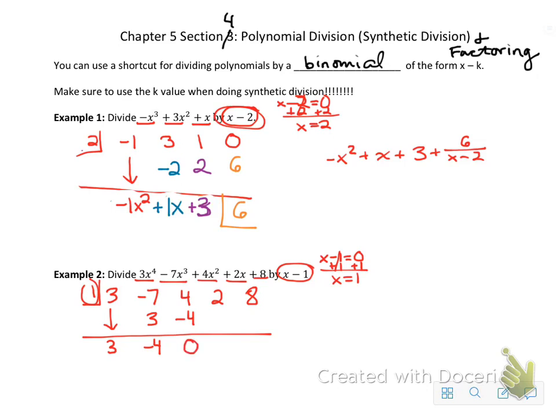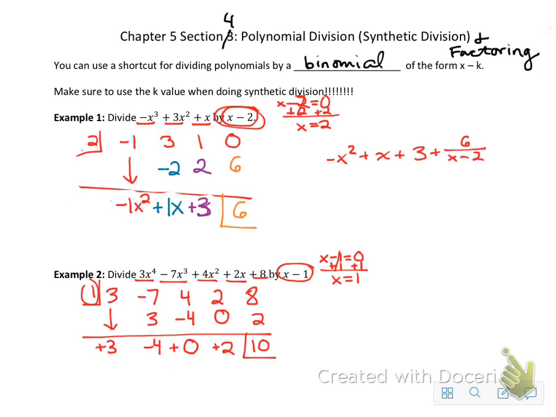0 times 1 is 0. 2 plus 0 is 2. And 2 times 1 is 2. 8 plus 2 is 10. And remember that that's your remainder, so put it in its own little box. Then, to get our final answer, we go from right to left. Now, all of these, except for the negative 4, are positive. So we should have plus signs.